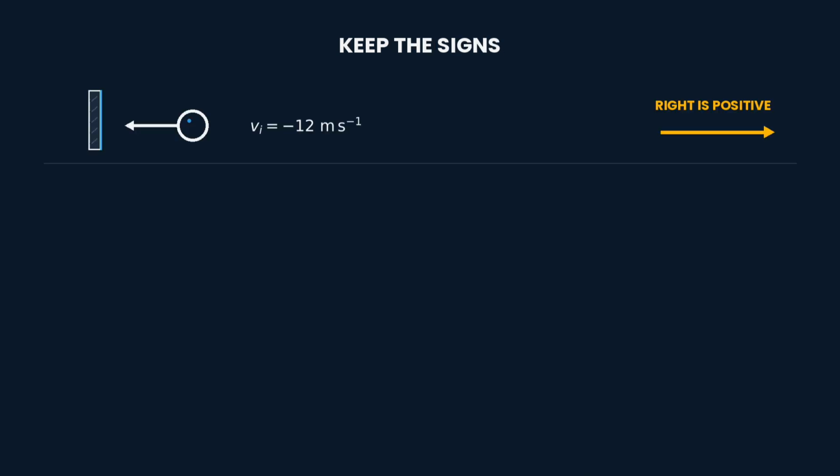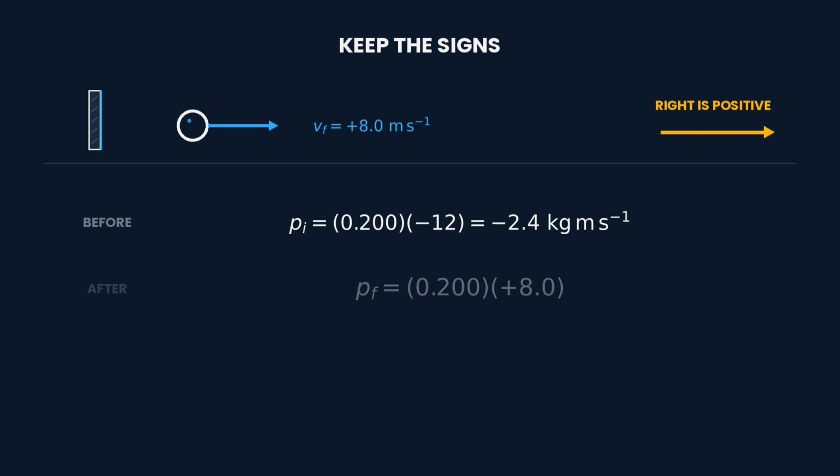Take right as positive. Before impact, the ball is travelling left, so its velocity is minus 12 meters per second. Its initial momentum is 0.200 multiplied by minus 12, which is minus 2.4 kilogram meters per second. After impact, the ball travels right at 8.0 meters per second. Its final momentum is positive 1.6 kilogram meters per second.